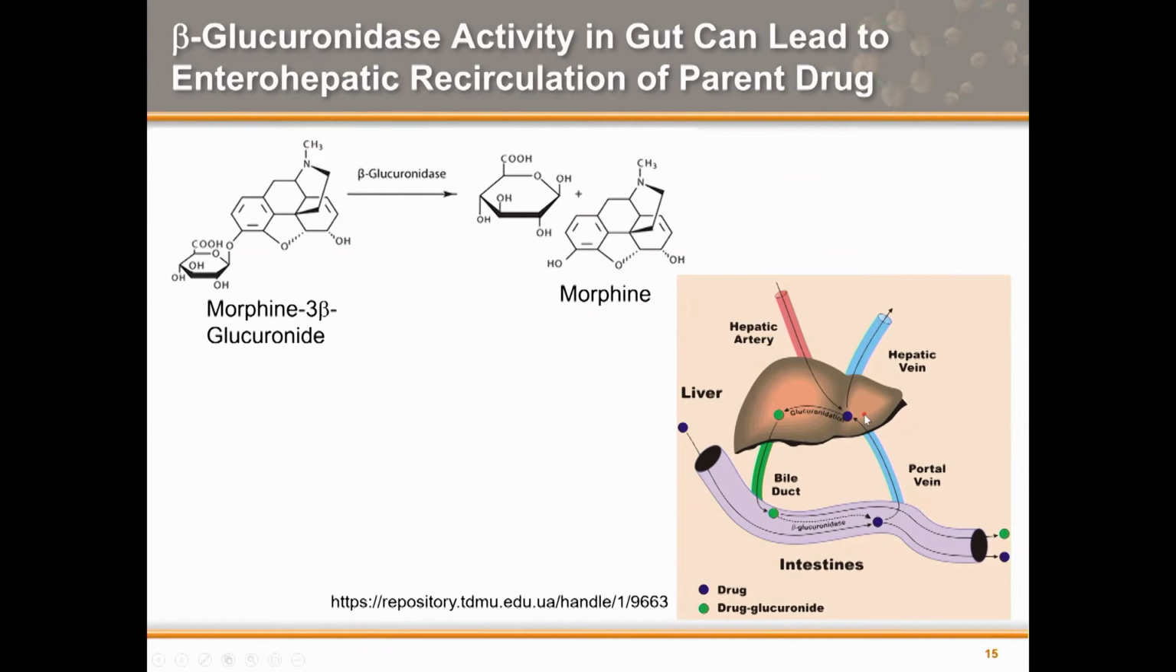And so any kind of later bump in the concentration-time curve is an indication that you might have enterohepatic recirculation going on. Here's an example of this beta-glucuronidase reaction. This is with the morphine 3-glucuronide, which can be converted back to morphine. And in this case, morphine could end up back in the systemic circulation again.